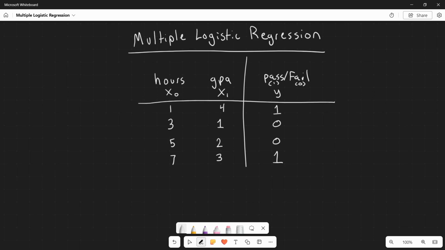So we might also want to denote that subscript value as j. So we could say hours is x of j when j is equal to 0, and GPA has j equal to 1. And then we can also say that n is equal to the number of features. So in this case, n would be equal to 2. And then we'll still use i to denote each student index.